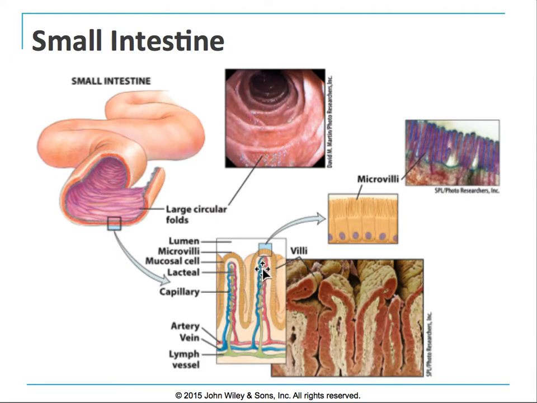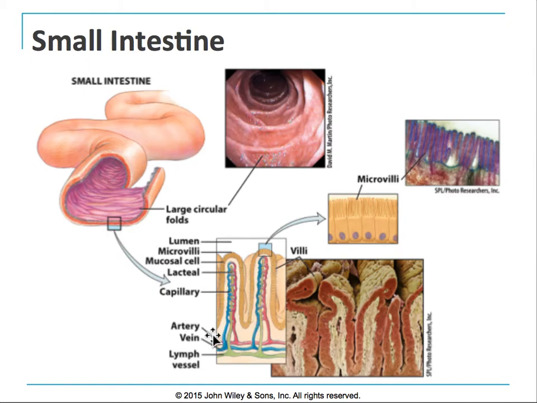We'll talk about these more when we talk about each of the macronutrients, but the presence of these blood vessels and lymph vessels in each of these fingers allows for nutrients to be absorbed through the surface of these villi, directly into the blood vessels.